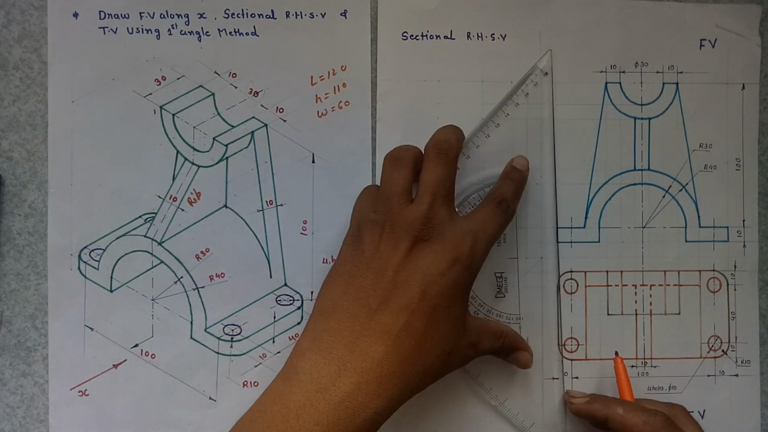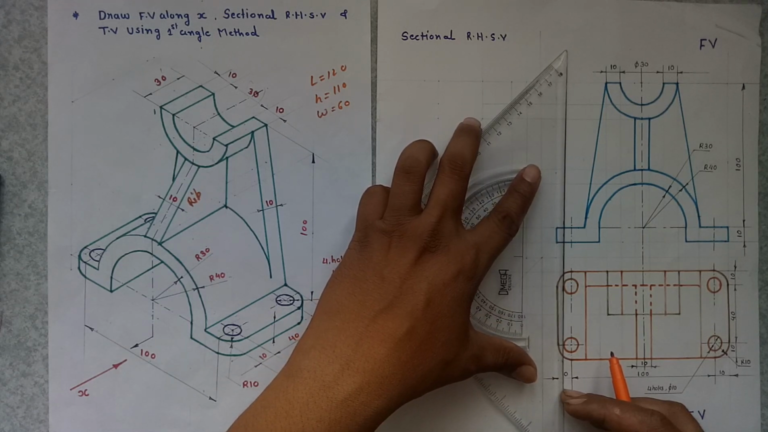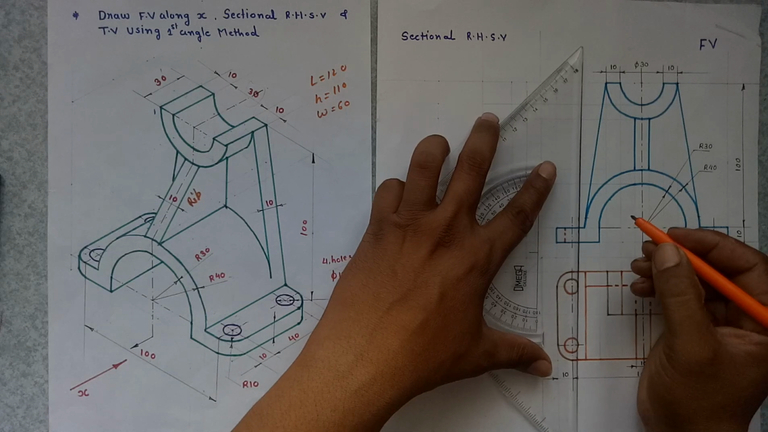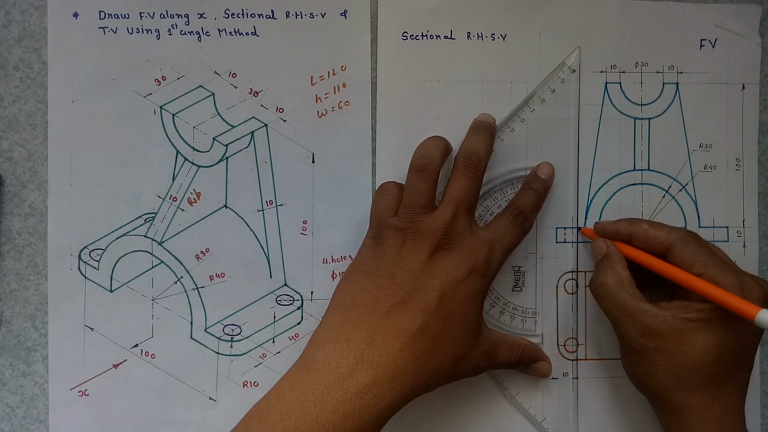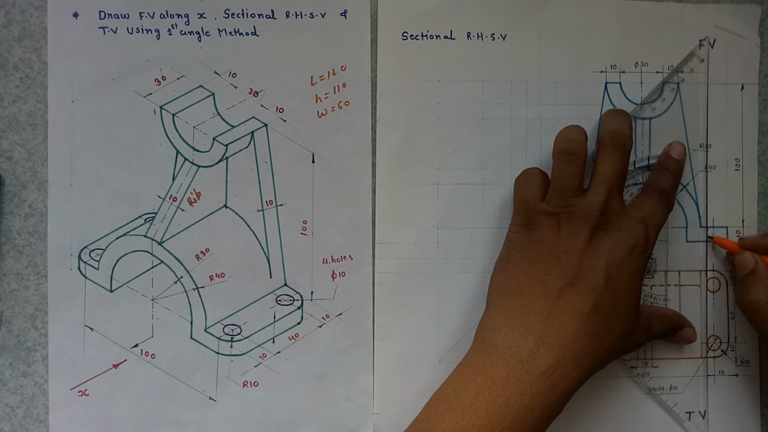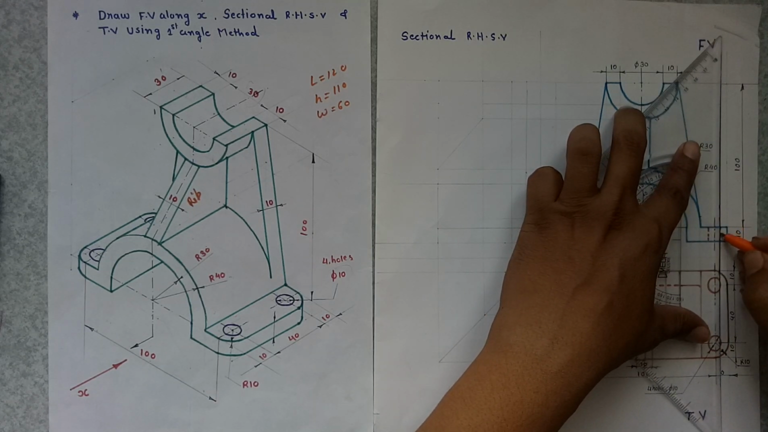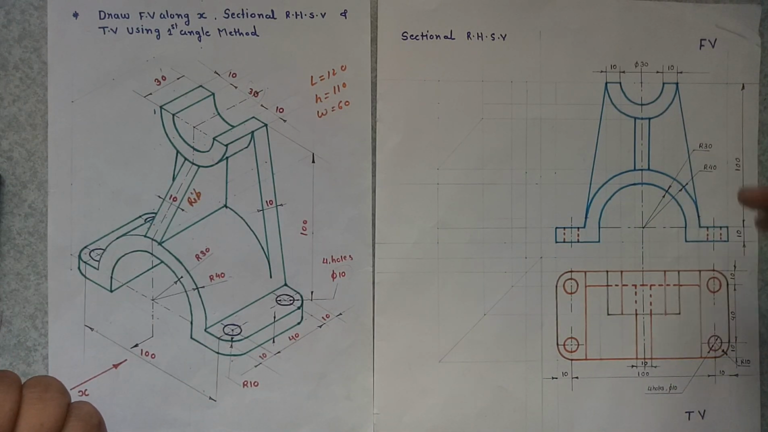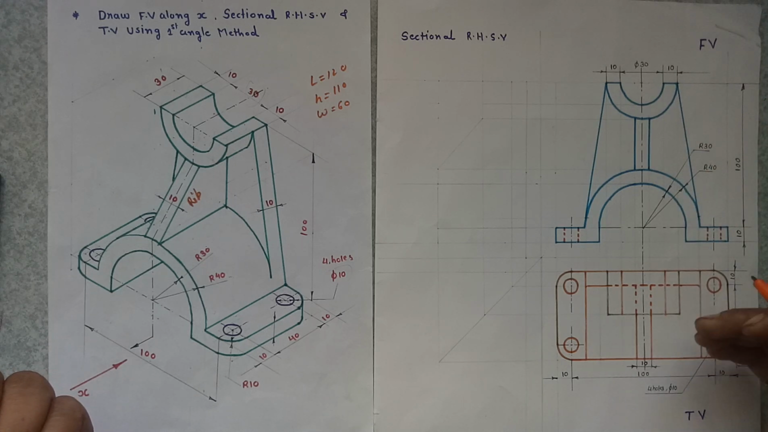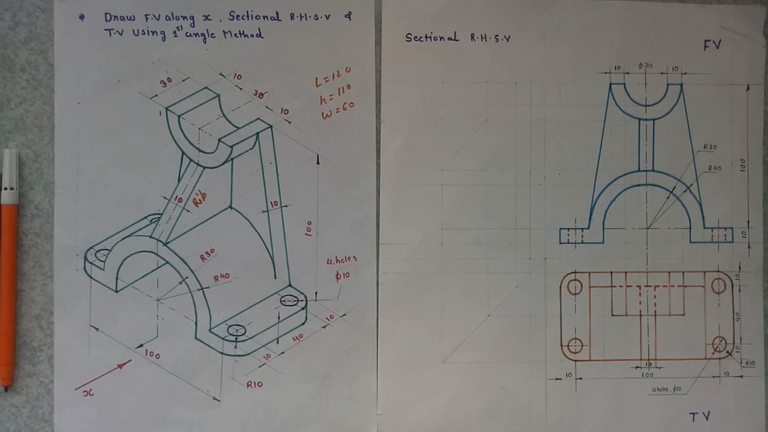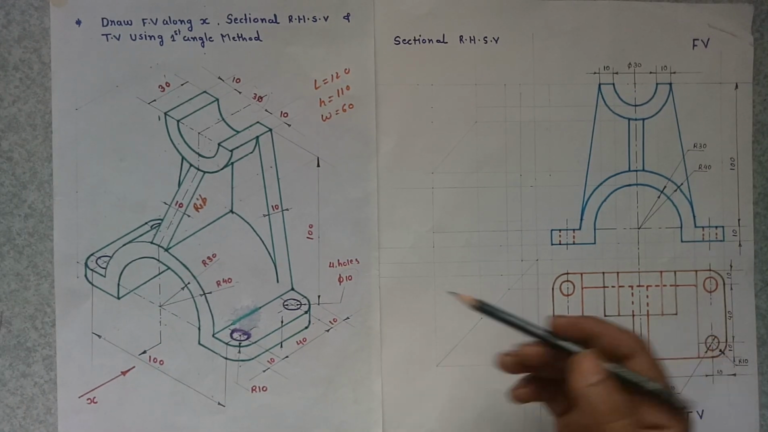Now we have to show the hidden outlines of these holes in the front view also. It is going to be hidden over here, projecting it from the top view. So these are the hidden outlines of these holes in the front view. So this is all about the front view and top view. Now right hand side view. So now let us draw the right hand side view.